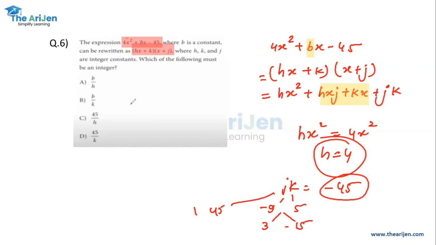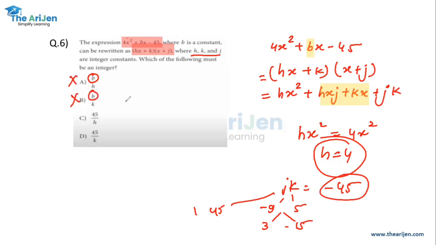Okay, now I have to find which will be the right option when a, b is a constant, and h, k, and j are integers. So when these are integers, if I take b as something, we know that h is 4, so b should be some multiple of 4 when you divide. It should be an integer properly, because an integer is not a decimal or a kind of rational number, so it should get divided completely. And b is not so inferred here, so the options with b will get eliminated.